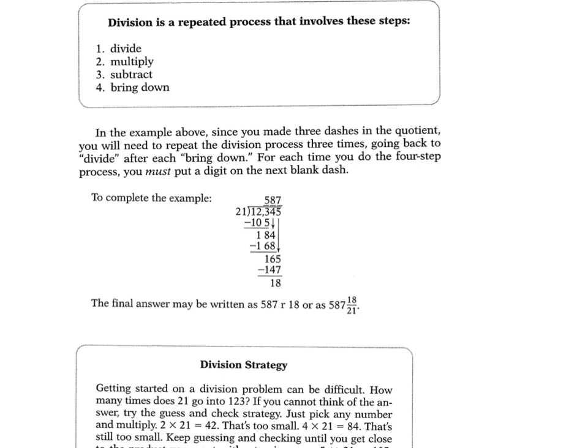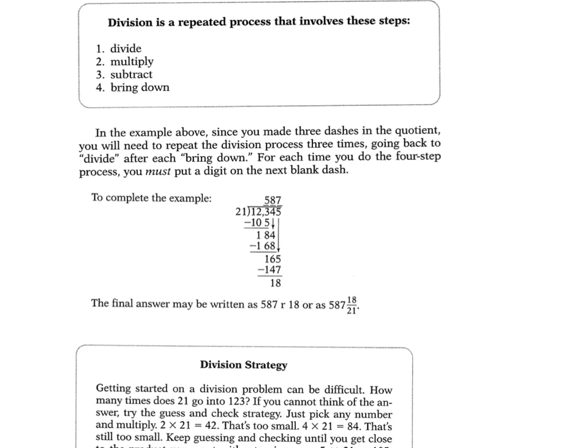We're left with 18. We bring down the next number, which is the 4, to give us 184. So then 21 goes into 184 8 times. So 8 times 21 is 168. So from there, we subtract, we bring down the 5, we say to ourselves, 21 goes into 165 how many times? It's 7. 7 times 21 is 147, and we would have a remainder of 18.